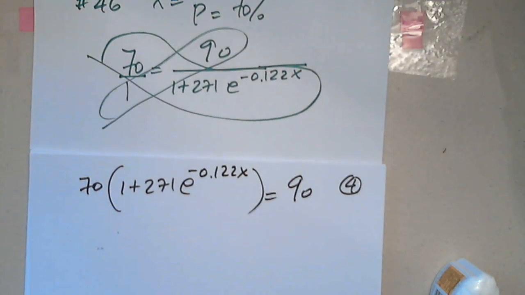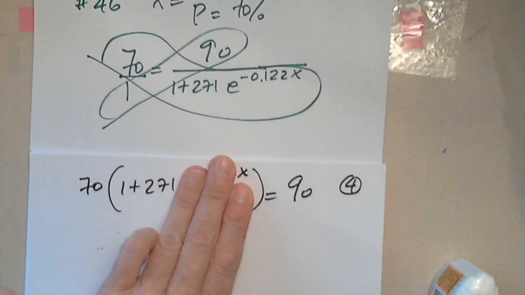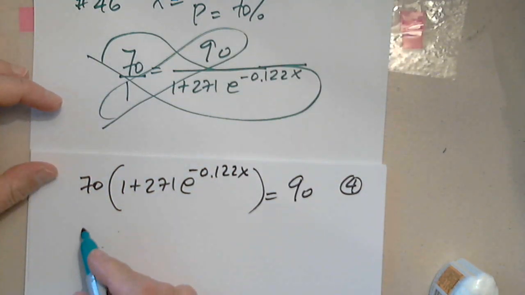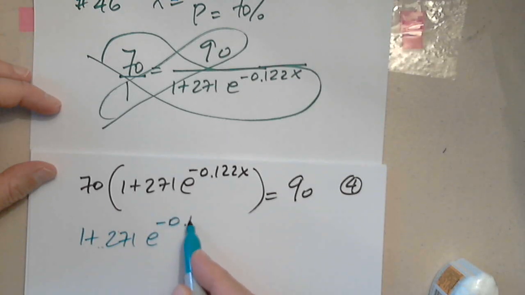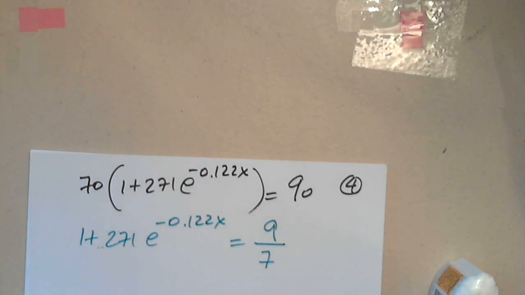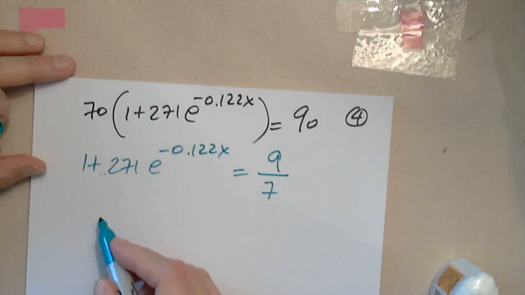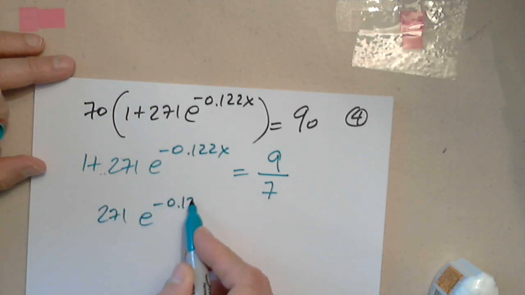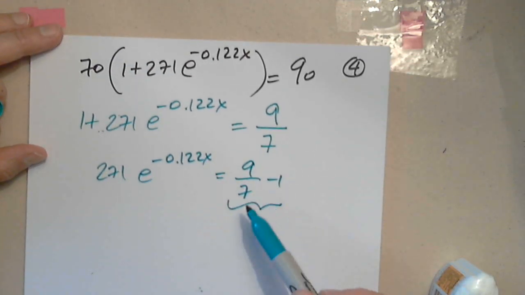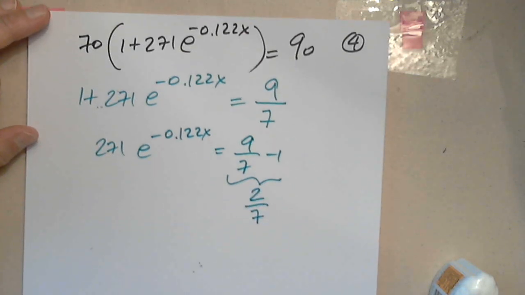Obviously, the next step here is to divide both sides by 70. Remember, I have to solve for this, eliminating everything, so I can apply natural log. So when I divide both sides by 70, I get 9 over 7. In the next step, I have to remove the 1, subtracting 1 from both sides. 9 over 7 minus 1. And I know that this is 9 over 7 minus 7 over 7, so this will be 2 over 7.